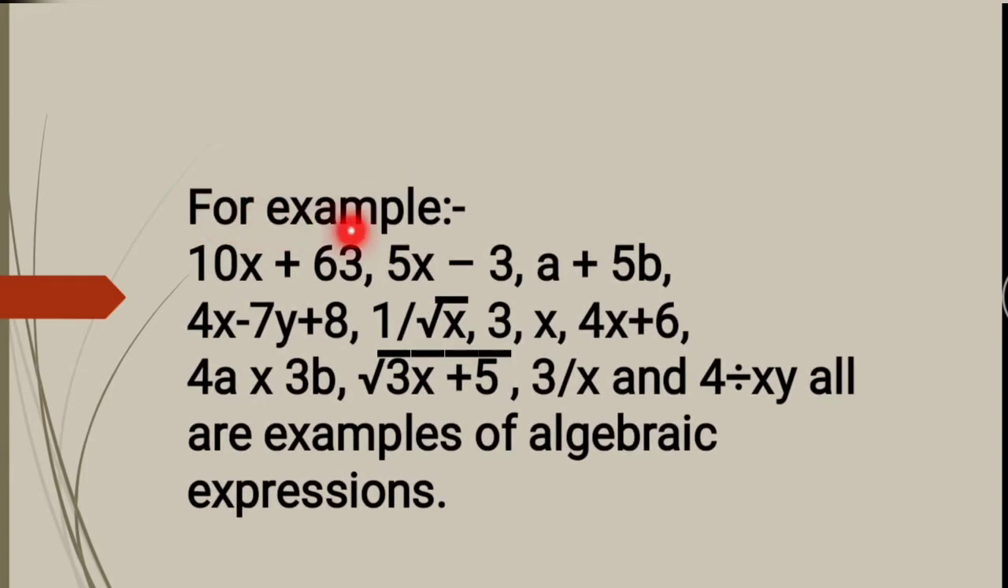For example, 10x plus 63, 5x minus 3, a plus 5b, 4x minus 7y plus 8, 1 upon root x, 3x, 4x plus 6, 4a multiplied by 3b, root 3x plus 5, g upon x, and 4 upon xy all are examples of algebraic expressions.